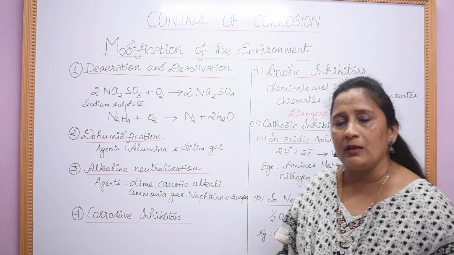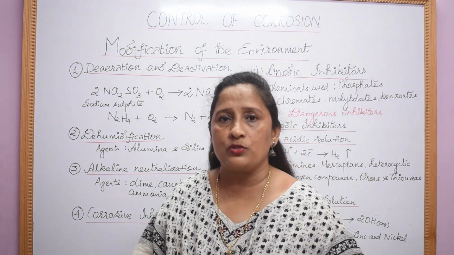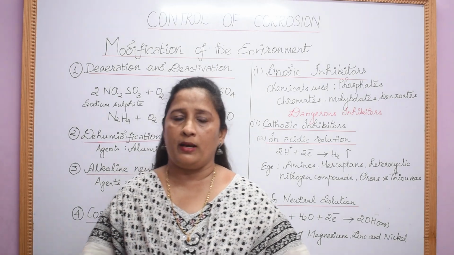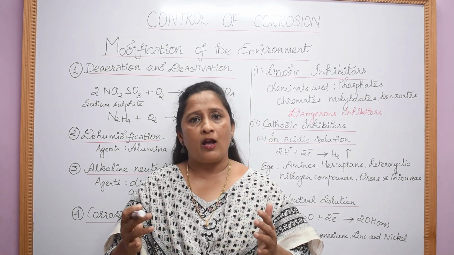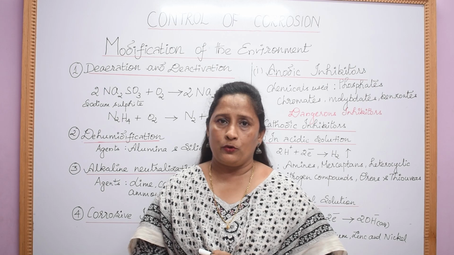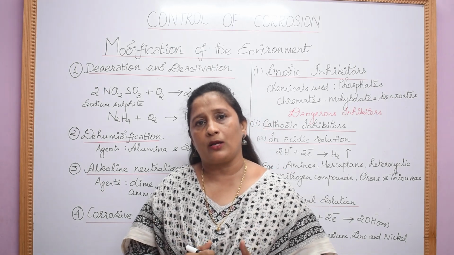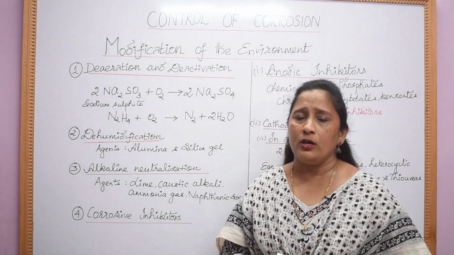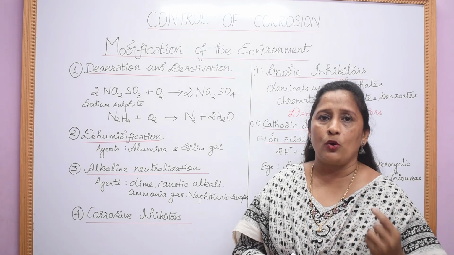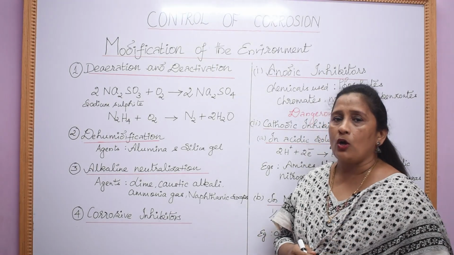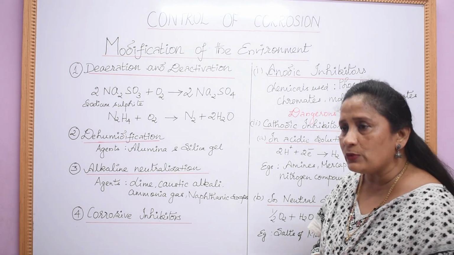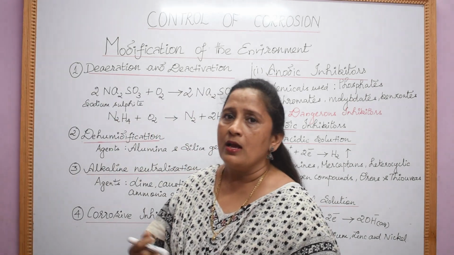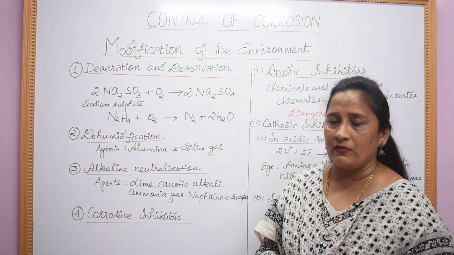De-aeration or deactivation is nothing but removal of oxygen from the corrosive environment. We know that when a large amount of oxygen is present in the corrosive environment, the rate of corrosion will be more. So we have to remove the oxygen from the corrosive environment. For removing the oxygen, certain chemicals such as sodium sulfite and hydrazine are used, and these chemicals are called oxygen scavengers. What happens when these chemicals are added to the corrosive environment? They will remove oxygen so that the rate of corrosion will be less.